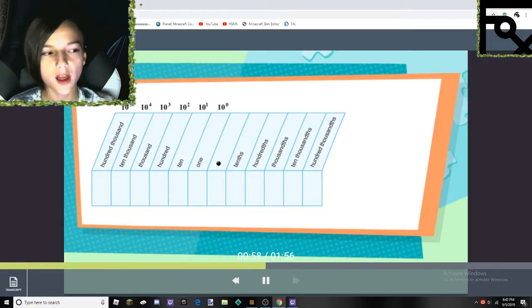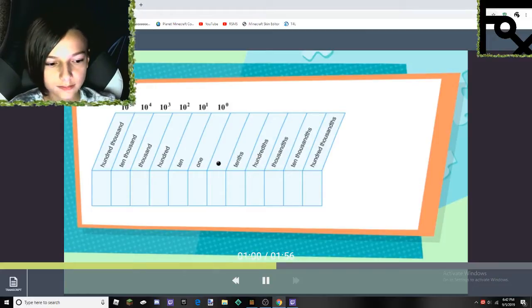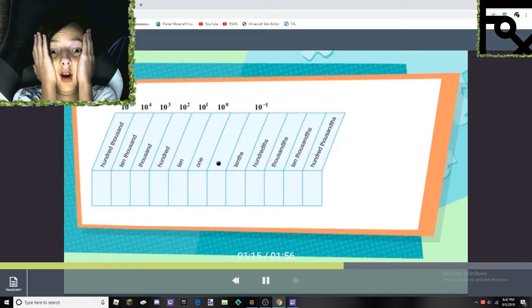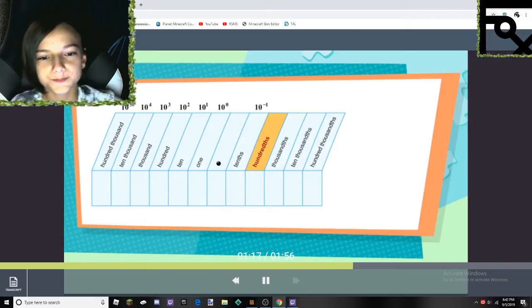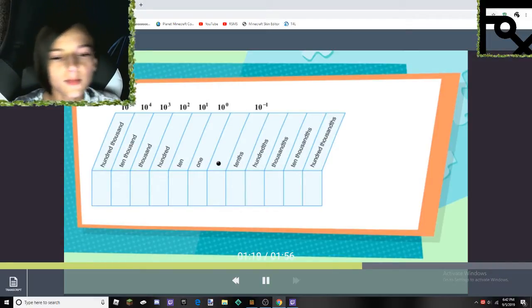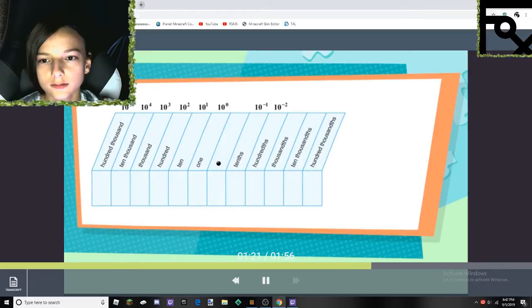Next place to the right is found by taking 1/10 of 1, which is 1/10. So this is the tenths place. And decreasing the power of 10 by 1 more gives 10 to the power of -1. The place to the right of that is the hundredths place. So here we can write 10 to the power of -2.